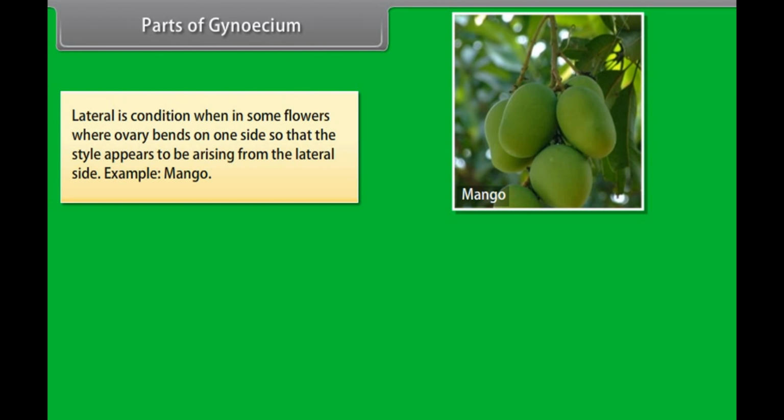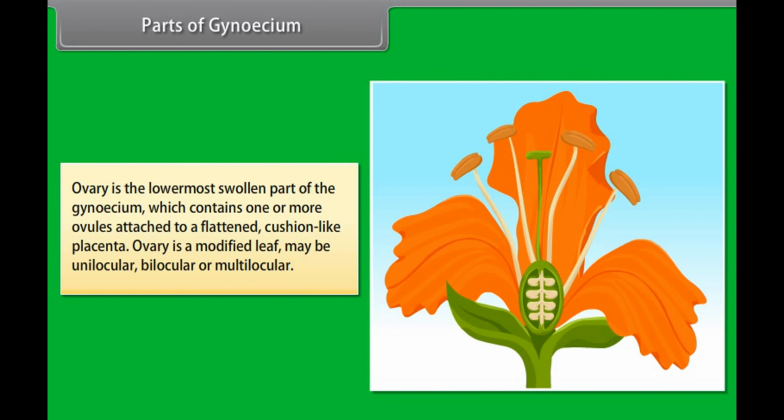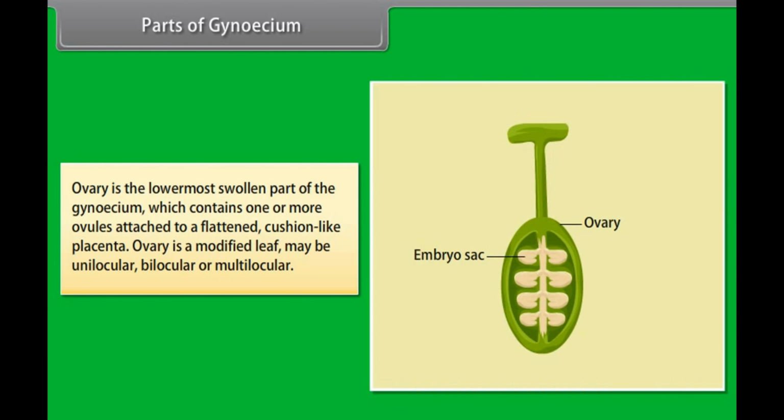Example, mango. Gynobasic is the condition in labiate where the ovary is four-lobed and the style appears to be arising from the depression between the lobes. Example, Ocimum sanctum. Ovary is the lowermost swollen part of the gynoecium, which contains one or more ovules attached to a flattened, cushion-like placenta. Ovary is a modified leaf, may be unilocular, bilocular, or multilocular.